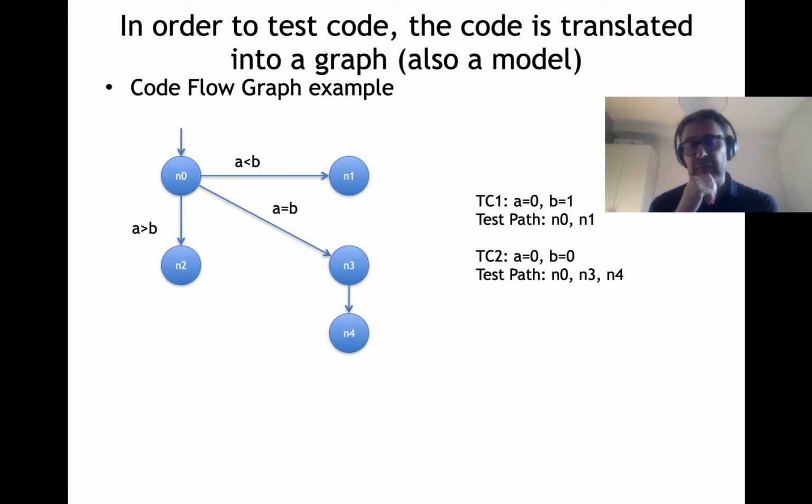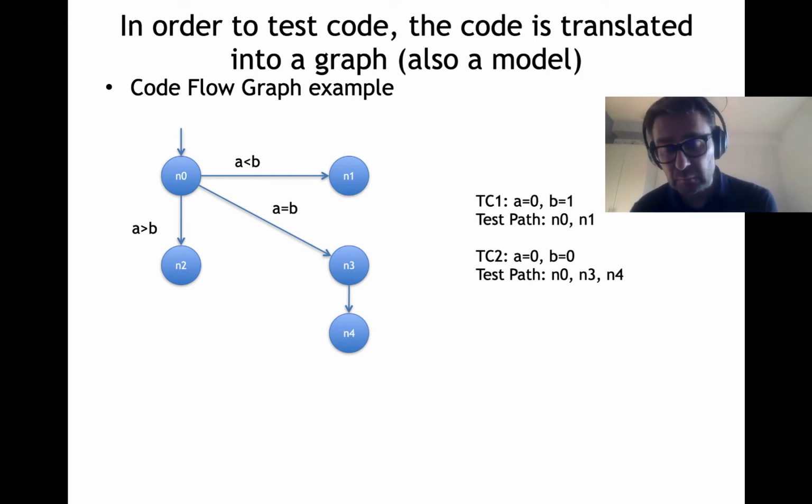If you see here in test case 1, the input is 0 for the argument A and 1 for the argument B. We come in from the top into the node N0, and we look at A: is it larger than, equal to, or less than B? In this case, A is 0 and B is 1, so we go from node N0 to node N1 for this test case. Then we have covered nodes 0 and 1 when we run test case 1.